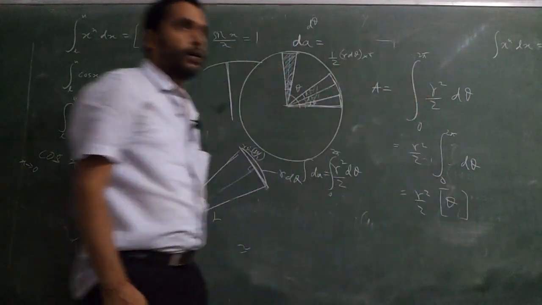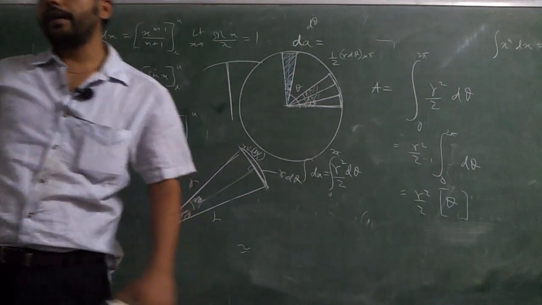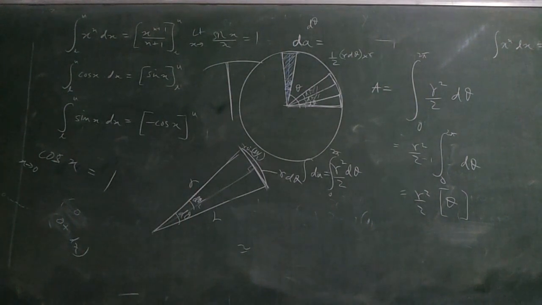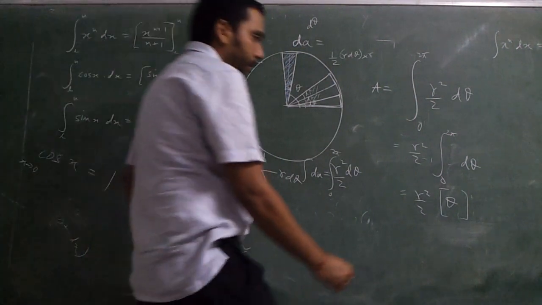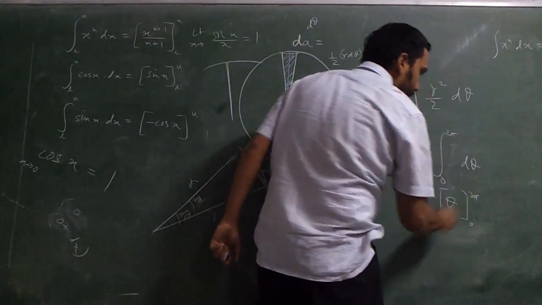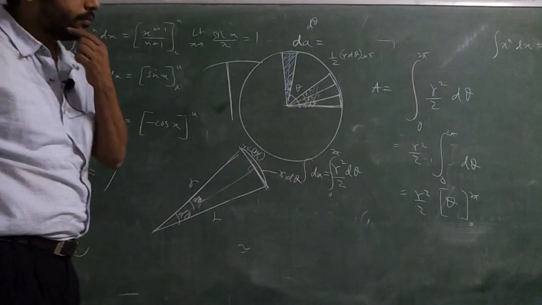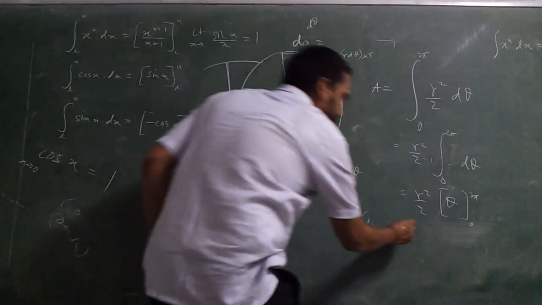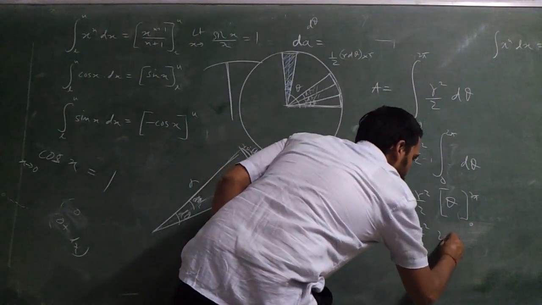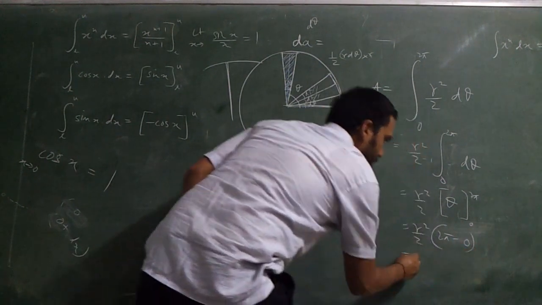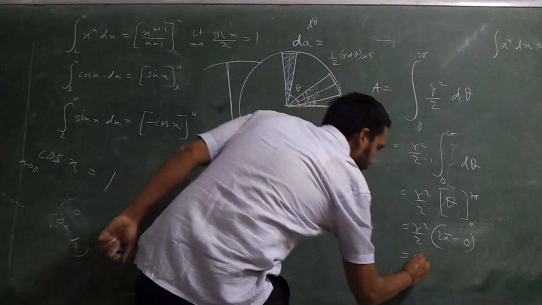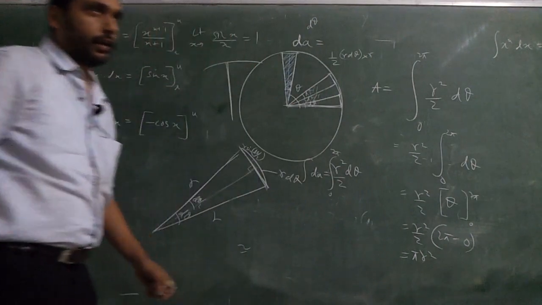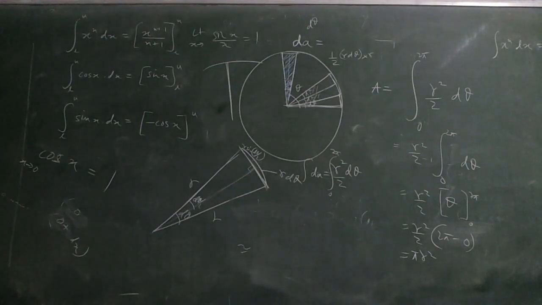Theta by 1, right? It is simply all d theta added will totally give you what? Theta. And limit going from 0 to 2 pi. Put the upper limit 2 pi minus put the lower limit 0. So what you get? R square by 2, 2 pi minus 0. Okay. So what you get? Pi r square, which we know is the area. Get the point? Get the point?